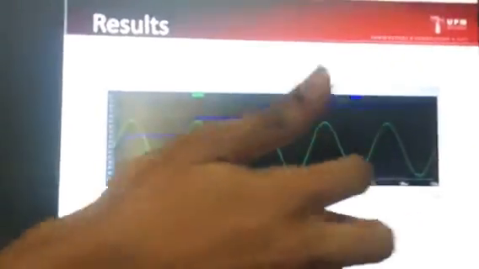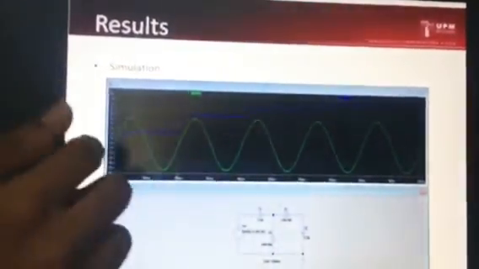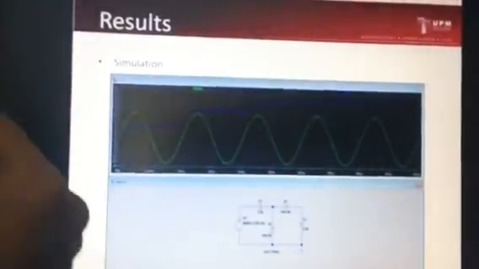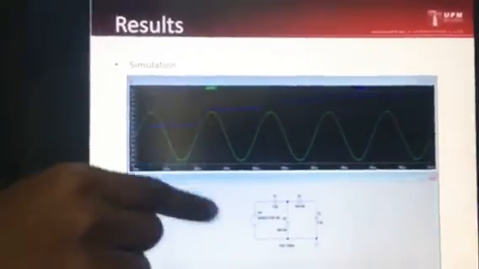You can see that the green is a sine wave, so it is AC, and at the output you can see that the blue one is DC. It is stepping up. We use a 5.303 input, and we can see our output is multiplied from the input.